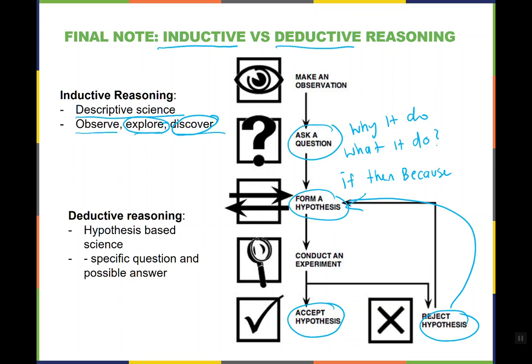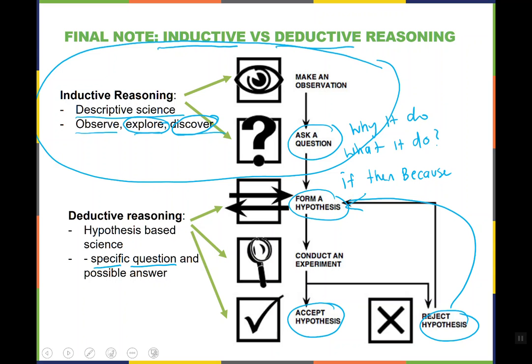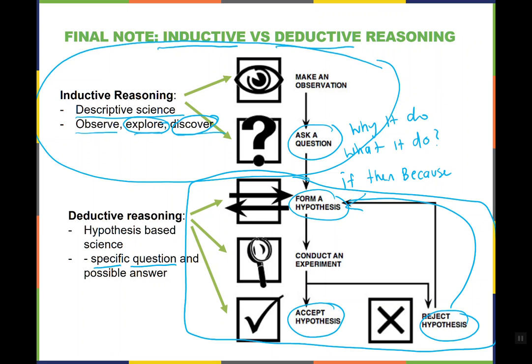Deductive reasoning is hypothesis-based science. So there's a specific question, and you arrive at one of many possible answers. So inductive occupies this level of the hierarchy. Deductive is this process. So most modern science is deductive reasoning, and it is performative in that the way it's done is that we do these steps until we feel confident about our results, and then we report them.